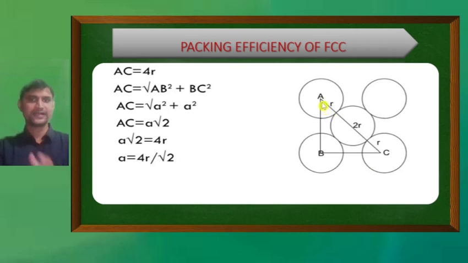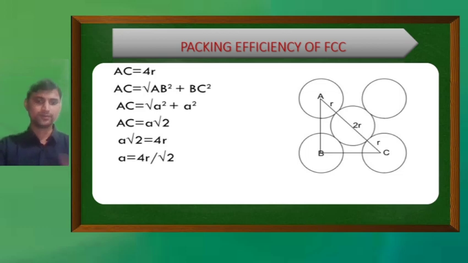If we consider AB as an edge length a and also BC as an edge length a, the equation becomes AC is equal to under root a square plus a square. So AC is equal to a root 2. Now there are two values: AC is equal to 4R and AC is equal to a root 2. So now equate both the values. a root 2 is equal to 4R. So a is equal to 4R divided by root 2.